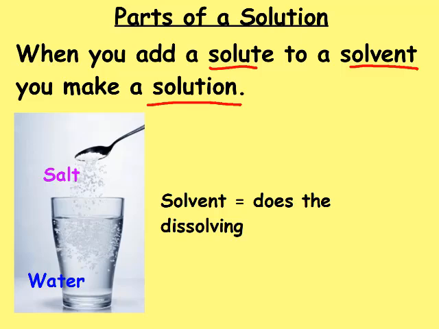You can also have lots of solutes in one solvent. As in, if you were making Kool-Aid, you would have the Kool-Aid powder and the sugar would both be solutes, and the water would be our solvent. And then the Kool-Aid that you're drinking is the solution.